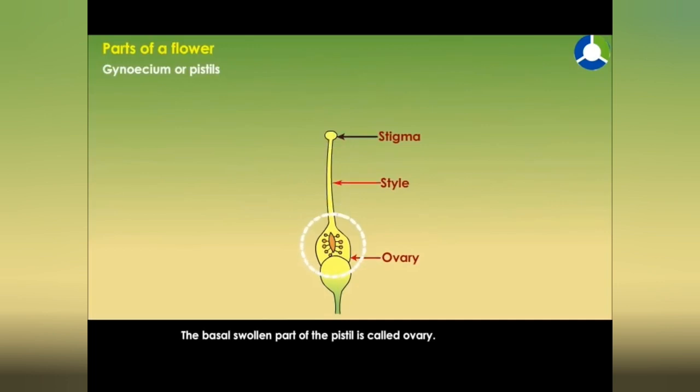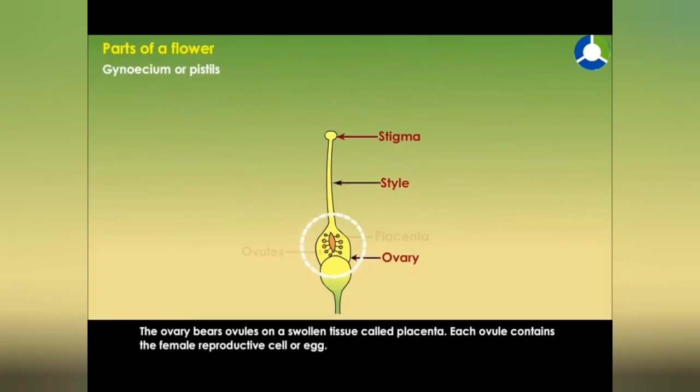The basal, swollen part of the pistil is called ovary. The ovary bears ovules on a swollen tissue called placenta. Each ovary contains a female reproductive cell or egg.